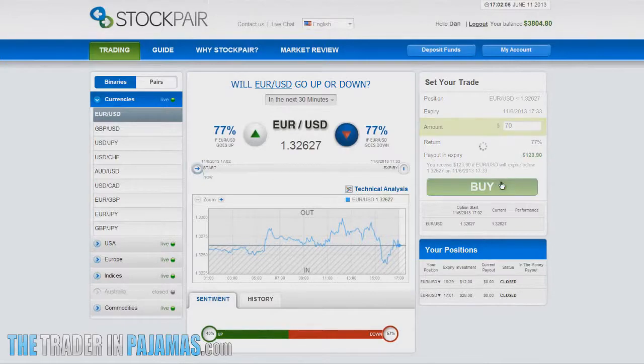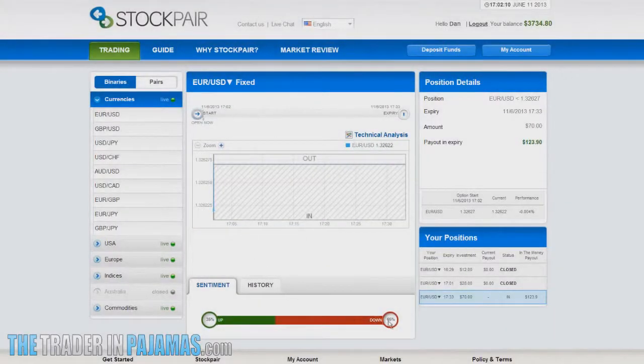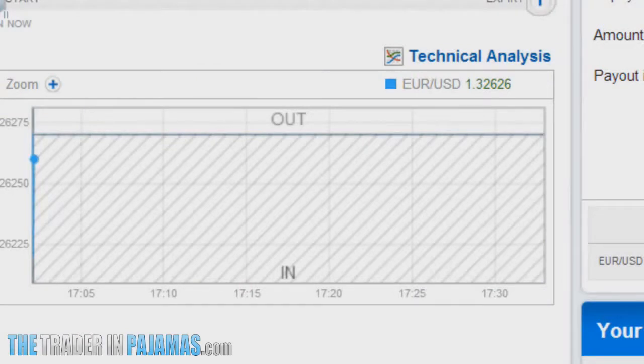We'll click Buy. We'll hit View Position, and we're on. And we'll quickly take a glance at the trade information.